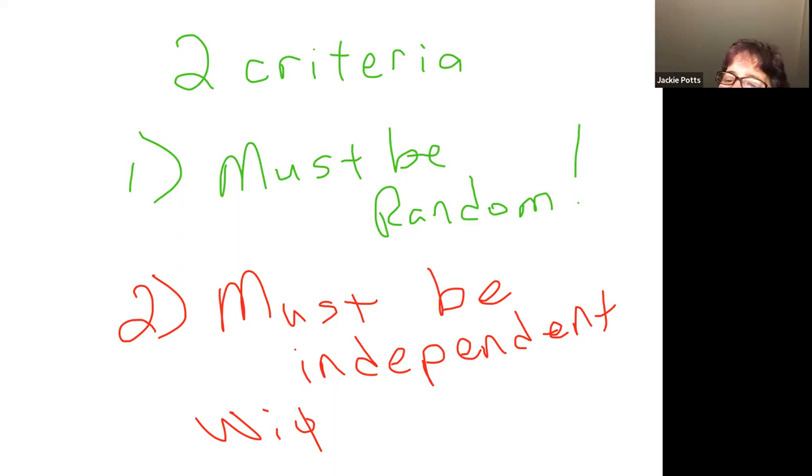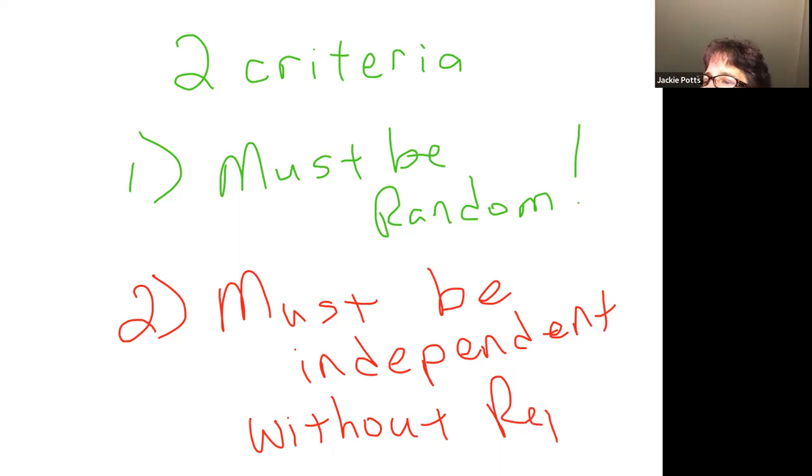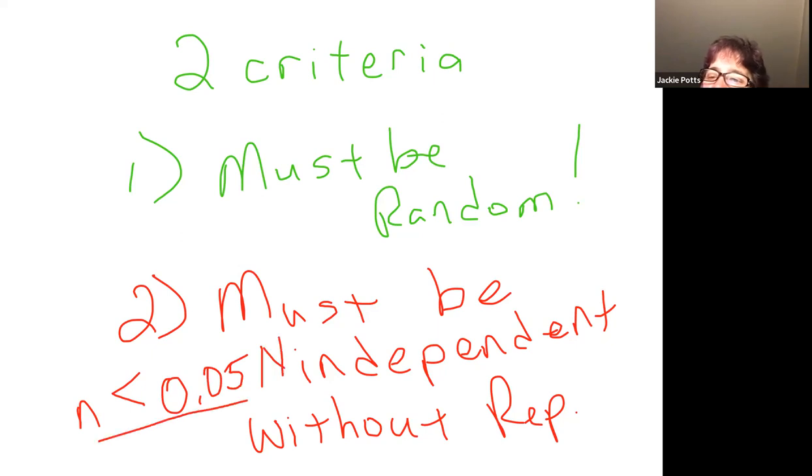Well, if I could write with my finger. Yes, it's a cute little scroll at the bottom of the page. It must be independent without replacement. How do we test for that? Yes, we have a test. The sample size must be smaller than 5% of the population. That is the test. You will get tired of that test.